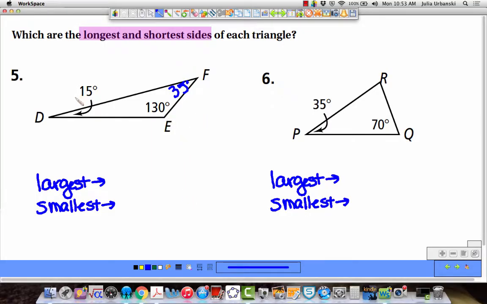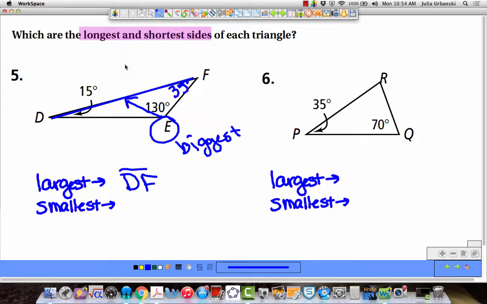Minus 130 and minus 15. Oh, you subtract both of them. And then the largest side is going to be across from the largest angle. So what's the biggest angle now? E. What is the side directly across from the E? DF. Yep. It's the whole segment that starts at D and goes to F. So this is the biggest angle, and the biggest side is directly across from it, DF.